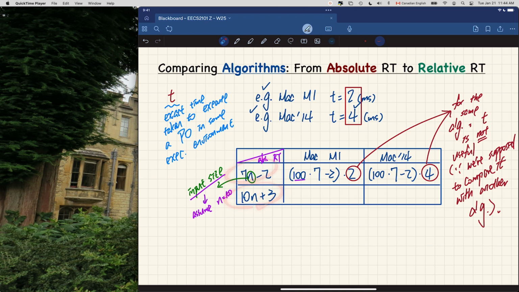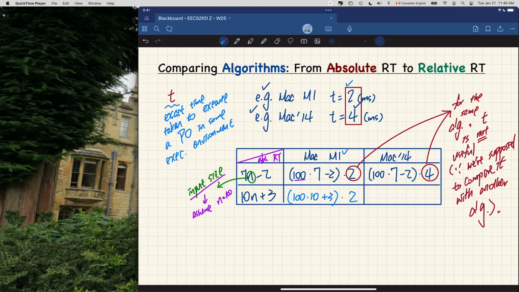Again, let's calculate absolute time, right? So what we're going to do is, we still assume that the input size is 100. Let me use a different color here. So it's going to be 100 times 10 plus 3, right? You can see that's exactly this formula here, but with m being 100, right? And then if I'm using m1, that's going to be 2 multiplied by 2. All right? And of course, you can fill out this one here by yourself, if you're interested.